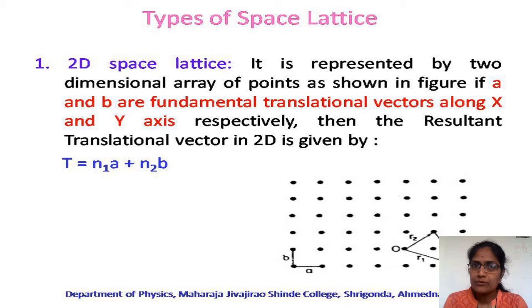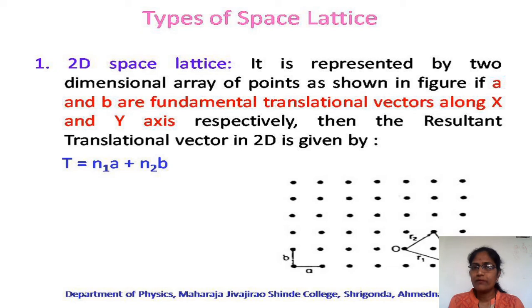So there are two types of space lattices, two-dimensional space lattice and three-dimensional space lattice. Suppose we consider only two axes, that is x and y axis, then the whole crystal structure can be drawn with the repetition of a, that is the distance between two points along the x-axis, and b, the distance between two atoms or points along the y-axis. If we start to repeat this, the entire structure will be built up. And this diagram shows a resultant vector.